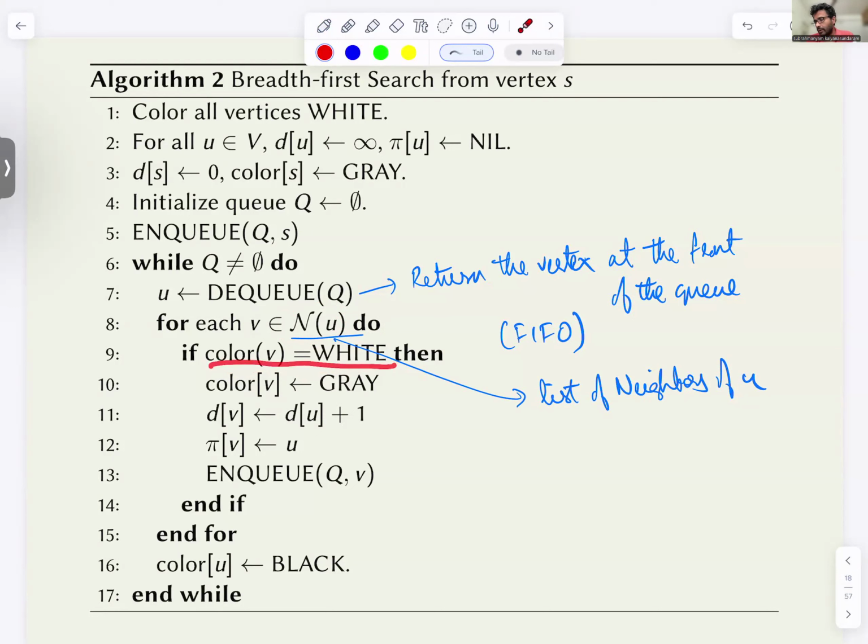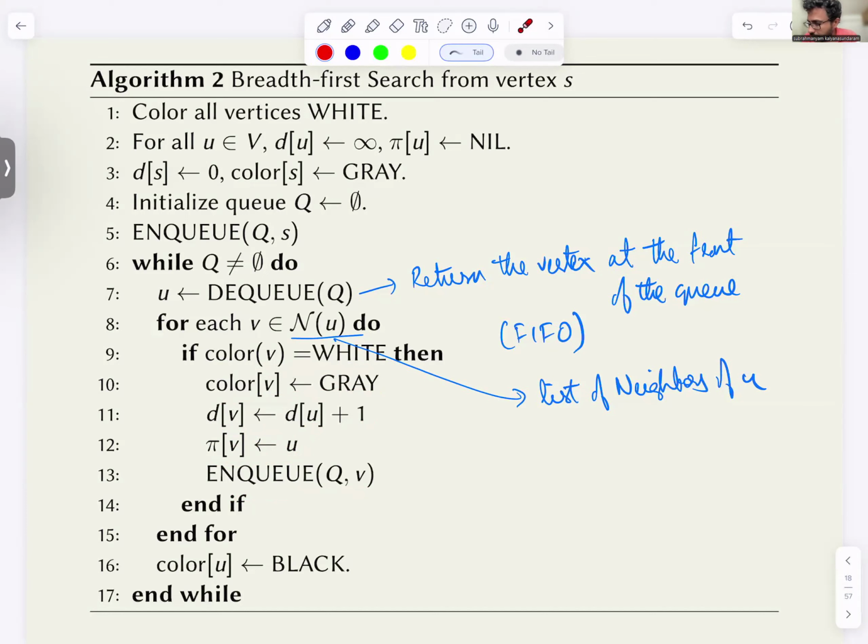If it is of color white, then you make it color gray and you NQ it, and you also update the D and pi values. So D value will be 1 plus the D value of U, and pi value will be just U. I'll come to the pi value later. So D is just 1 more than the D of U, because you were discovered through U.